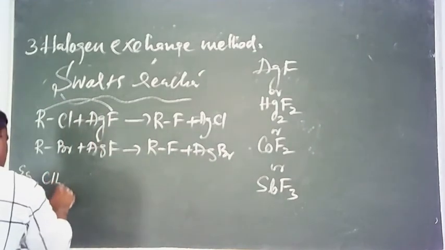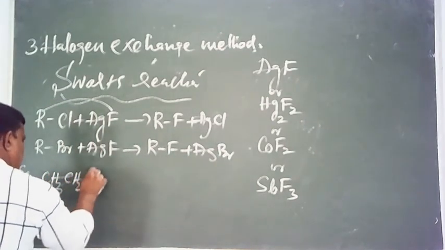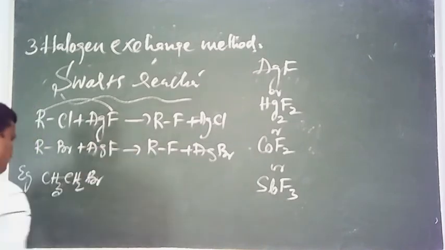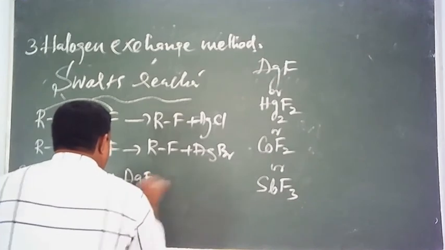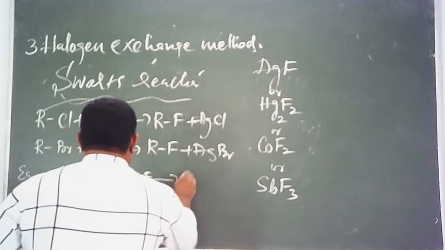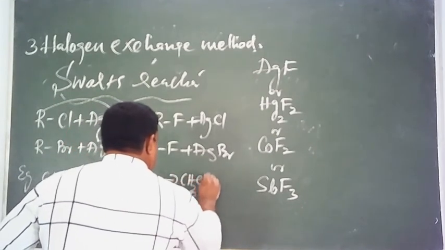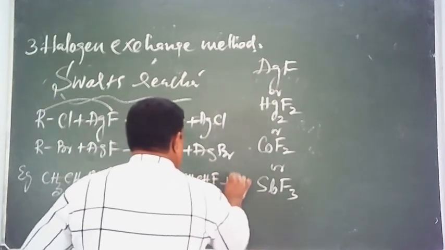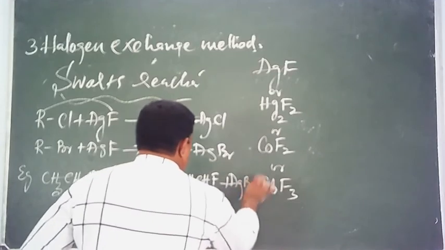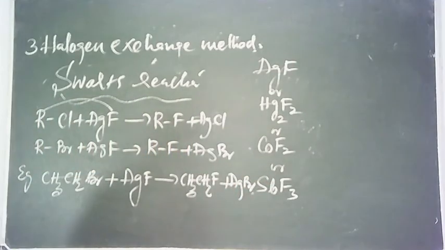Example: CH3CH2Br, or ethyl bromide, is taken and made to react with silver fluoride. Here we get CH3CH2F, ethyl fluoride, plus AgBr. So this is about the Swarts method.